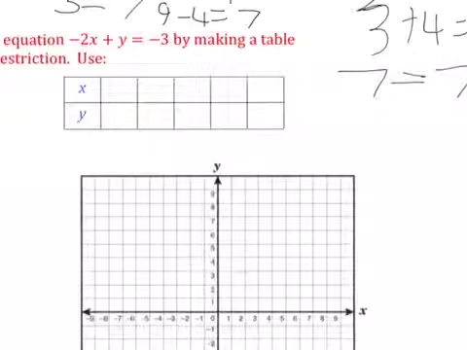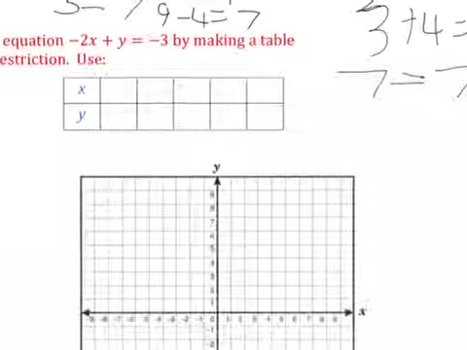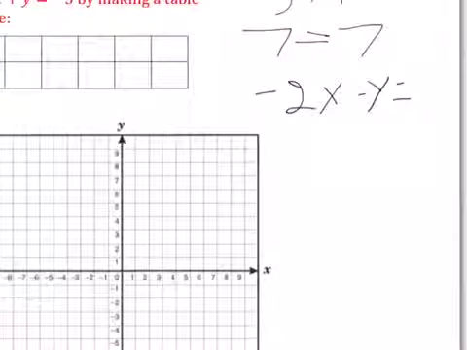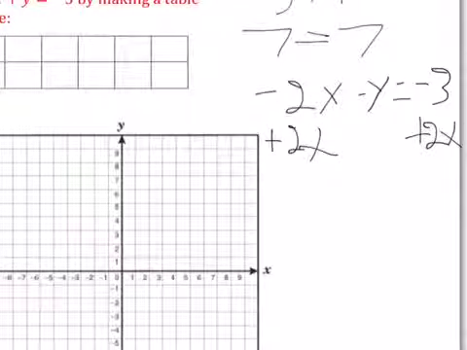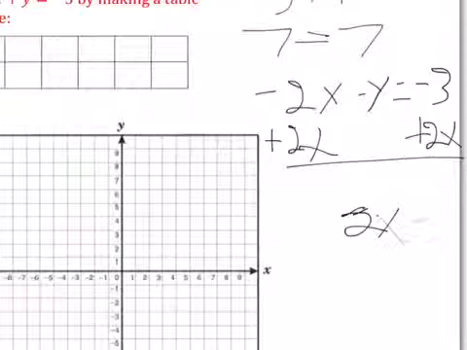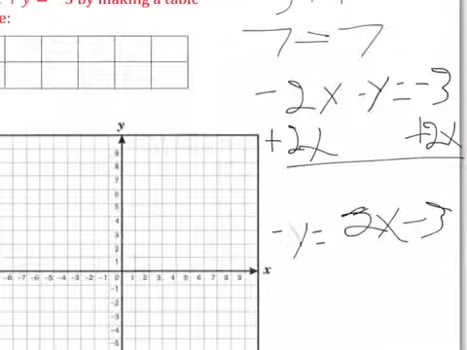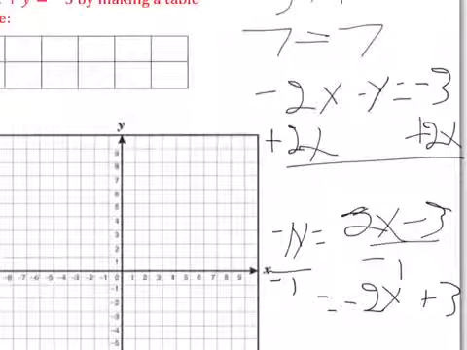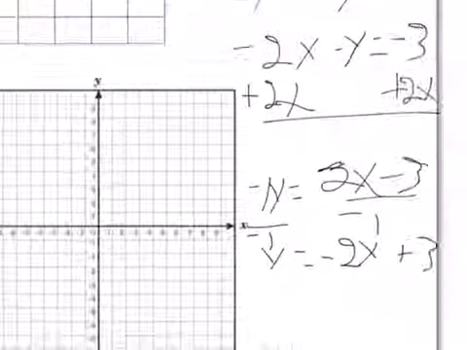We gotta isolate the y, so we have, the equation is negative 2x minus y equals negative 3. So you do plus 2x to both sides. So you have 2x minus 3 equals negative y. But negative y is just a negative 1y. So you divide by negative 1, divide by negative 1. So you have negative 2x plus 3 equals y.